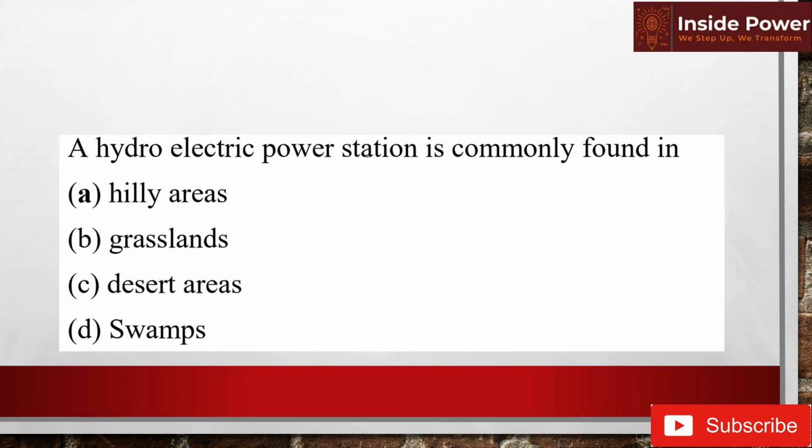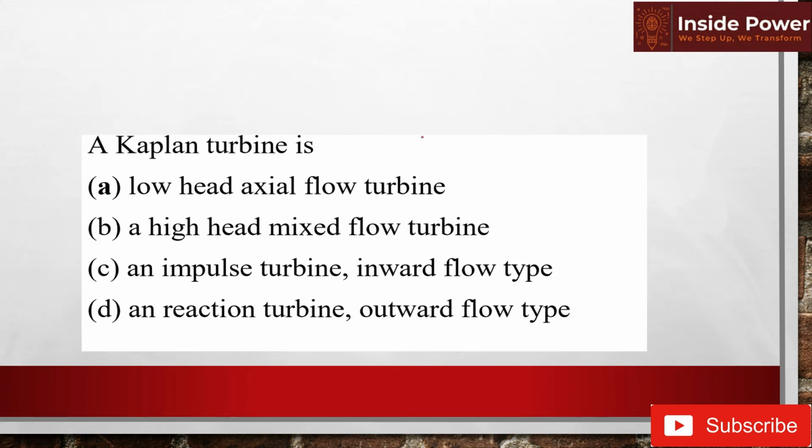A hydroelectric power station is commonly found in hilly areas. Yes, grassland no, desert areas no, swamps no. So hilly area is the only option for the hydroelectric power plant. Most commonly the hydroelectric power plant will be in hilly areas. A Kaplan turbine is a low head axial flow turbine. Yes, remember for any exam, Kaplan turbine is a low head axial flow turbine.